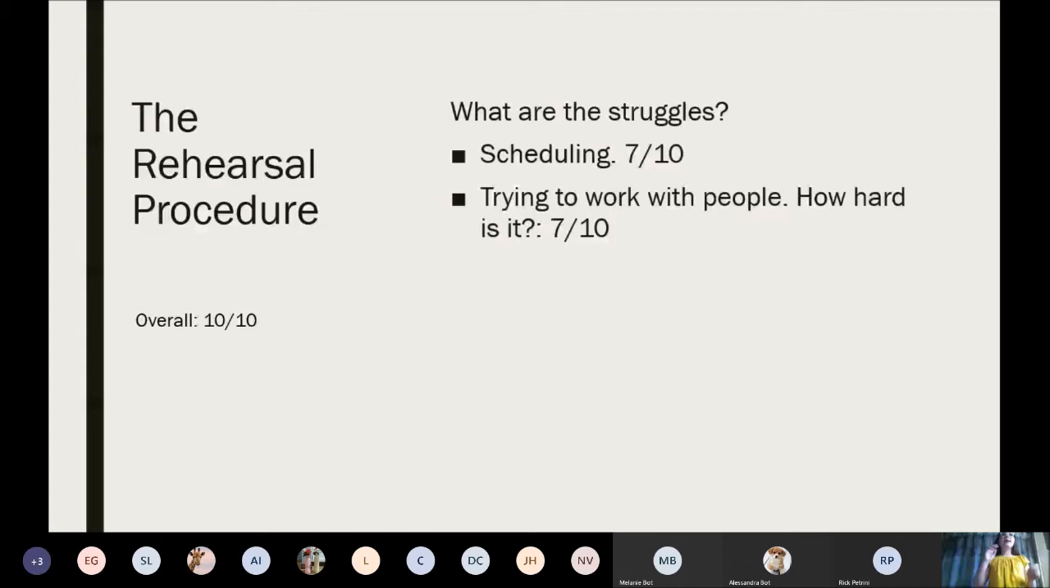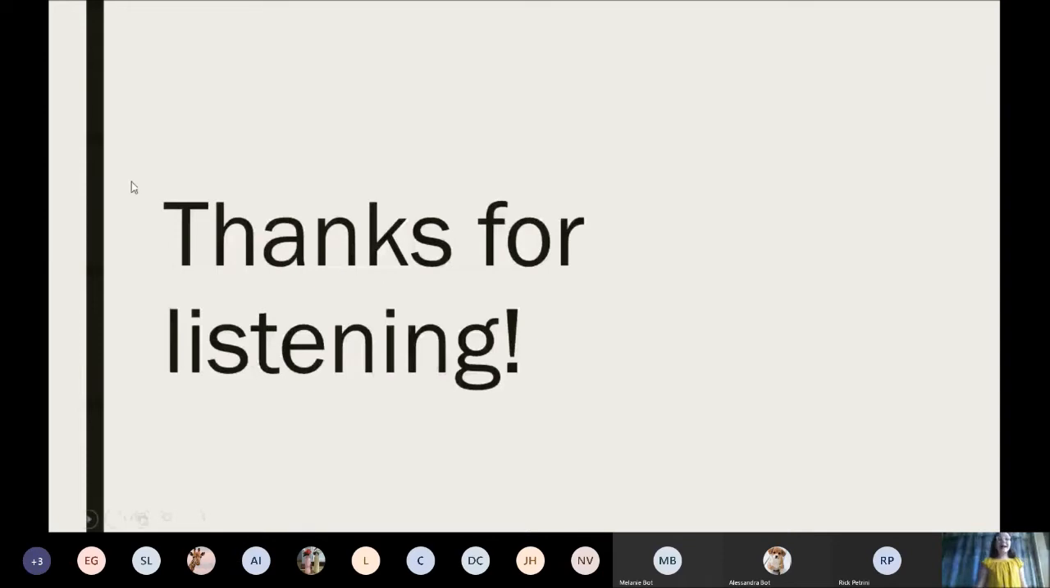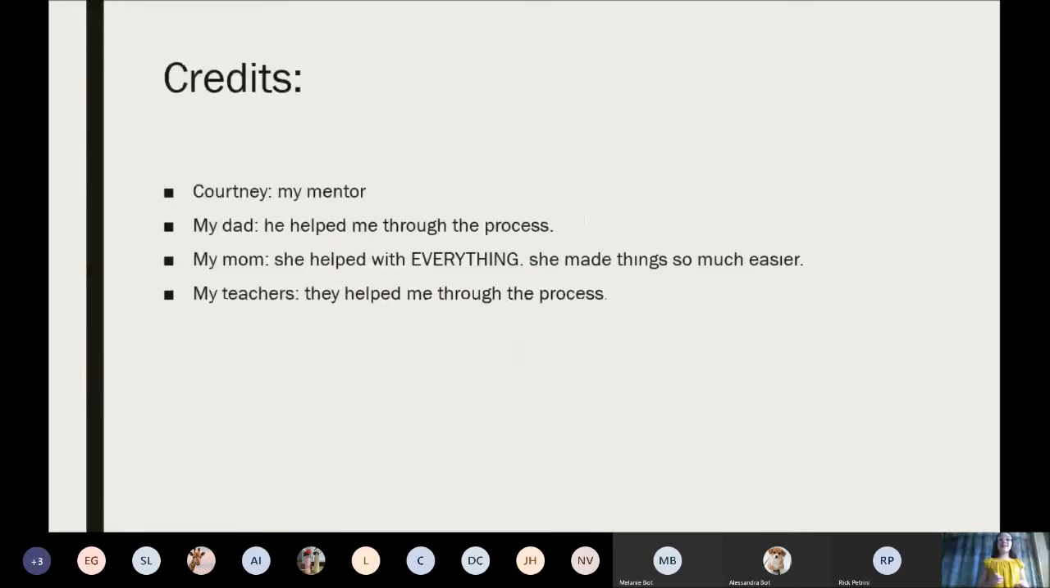So credits. Courtney, she was my mentor, and she helped me through the whole process. And my dad, he also helped me through the process. My mom, she helped with everything. She made things so much easier for me, and that helped a lot. Teachers, they also helped me through the process. All of these people here helped me through everything. Thanks for listening. Any questions?